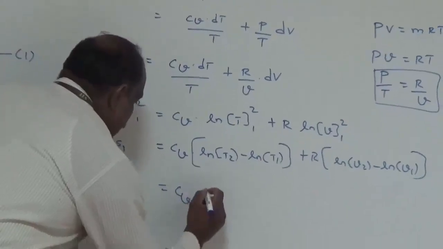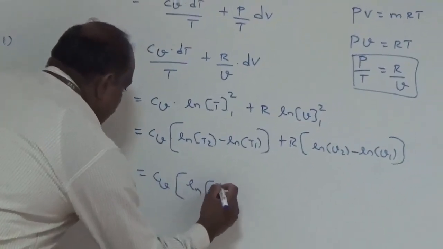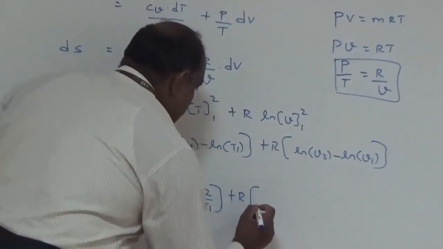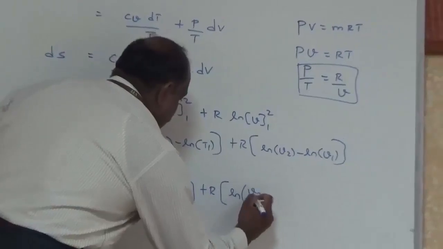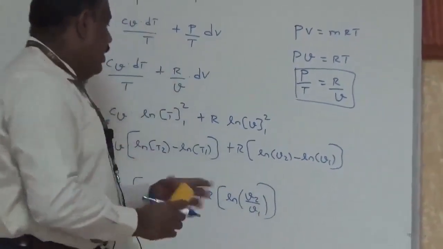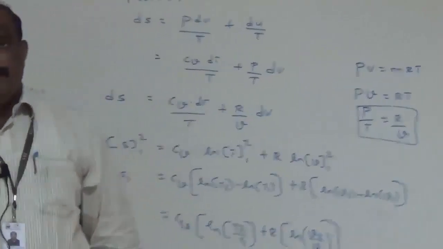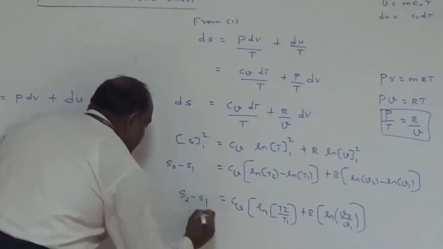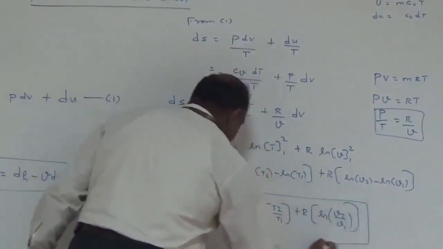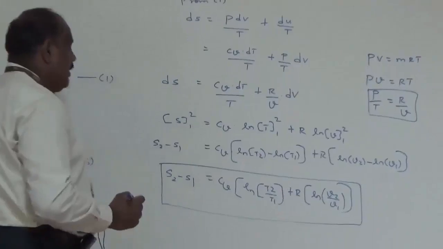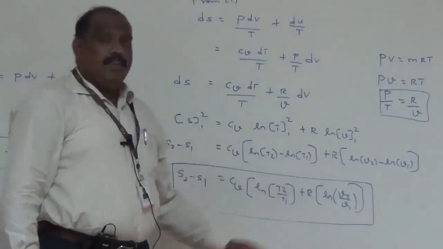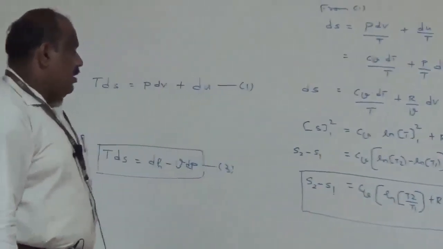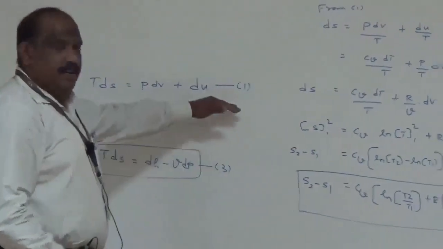So it is nothing but Cv into ln of T2 by T1 plus R into ln of v2 by v1. Because you know that log A minus log B will be equal to log A by B. So based on that we derive this formula. We finally end up with the change in entropy S2 minus S1 given by Cv ln of T2 by T1 plus R ln of v2 by v1 for unit mass of the gas considered. This is the final formula we derive for the change in entropy from equation 1.